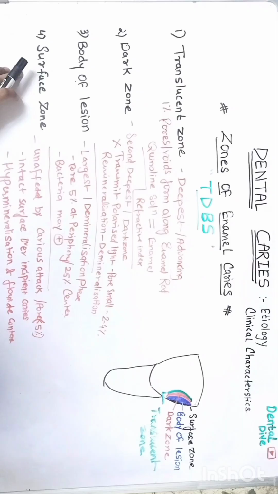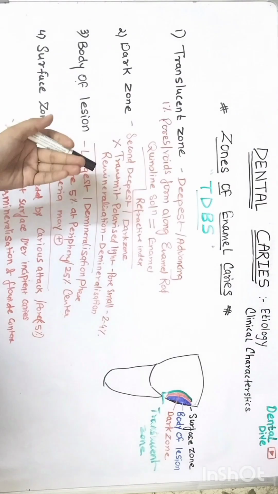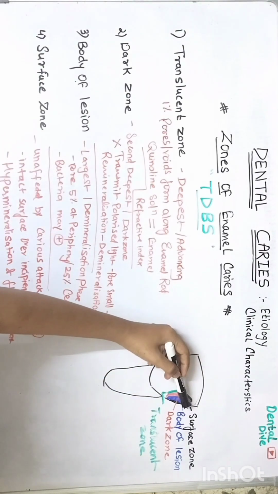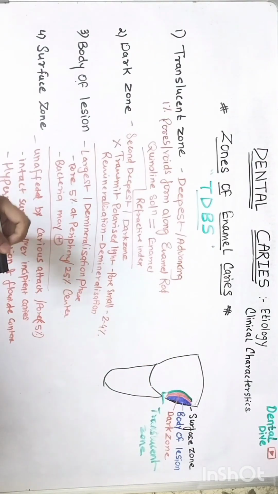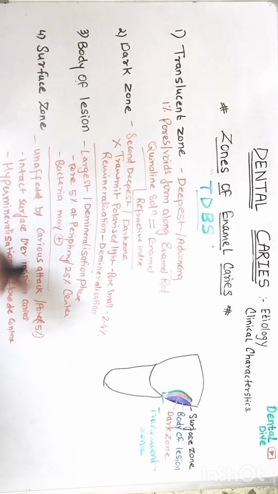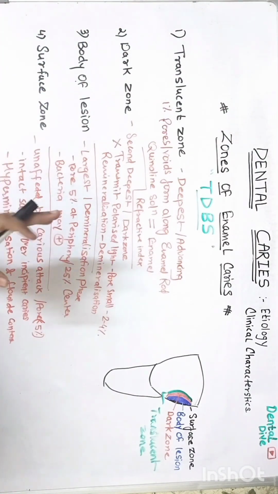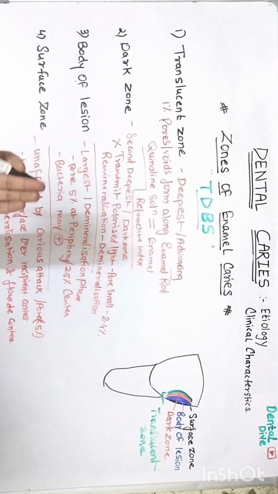First we will talk about surface zone. It is the outermost layer of enamel. As you can see here, the black line you can see is the surface zone. It is almost normal, intact, even in early decay because it is unaffected by the carious attack. It is intact surface over incipient caries. It is hypothesized as hypermineralization and of fluoride content. It is a thin protective layer that hasn't broken yet.